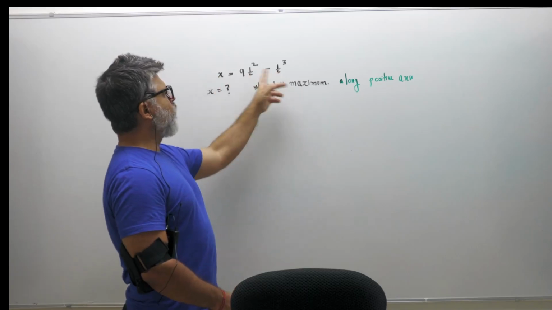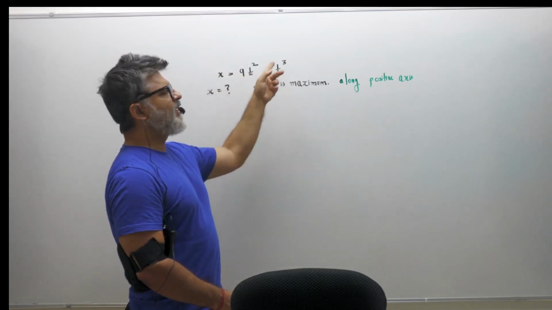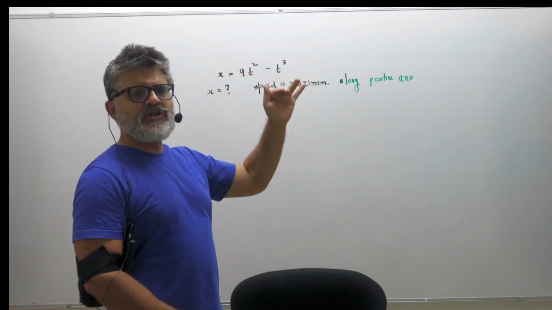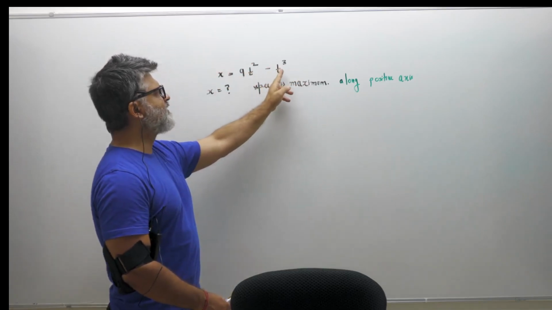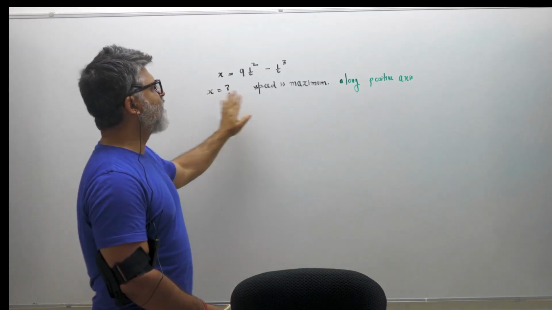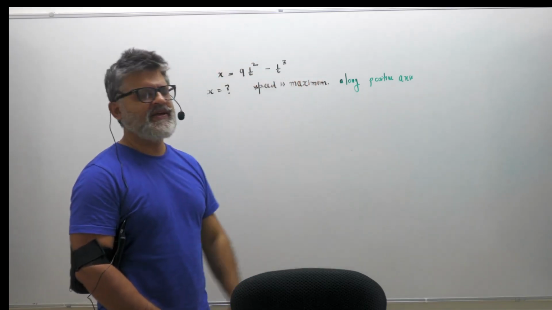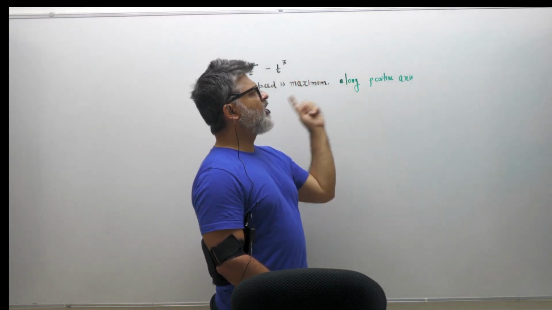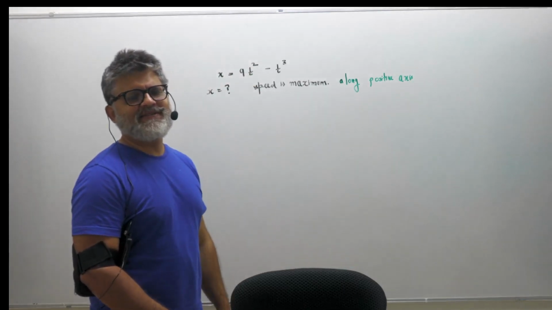So this is the equation: x is equal to 9t square minus t cube. It links the position of a body with the time in seconds. What are you supposed to find? You have to find the position of the body when it attains its maximum speed, but it should be along the positive x-axis direction.